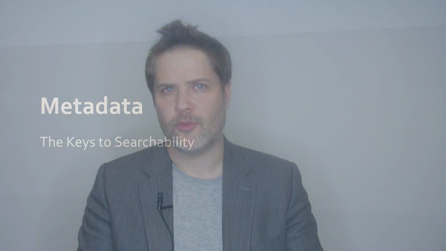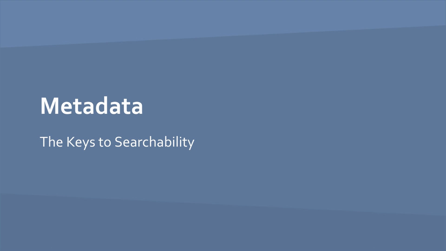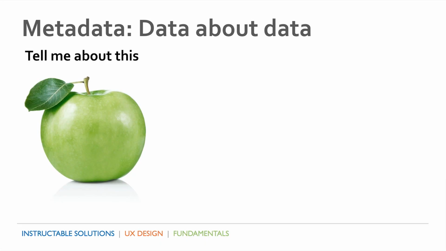And within taxonomy, we have something called metadata. So those are those keys to searchability. Metadata provides the structure that we need within our facets and attributes. Metadata is very simply described as data about data. And they're the open list of all of these attributes that are used to describe something.